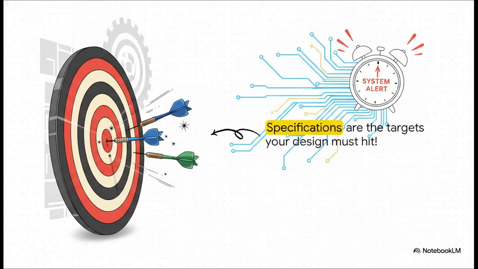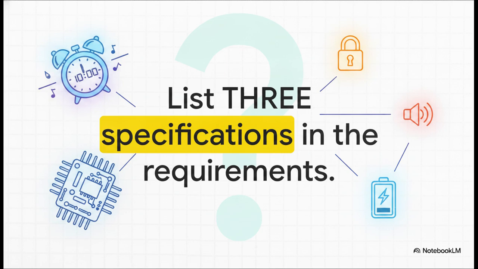Think of specifications like throwing a dart and hitting the bullseye. They aren't limits holding you back, they are the functional goals you're aiming for. If your alarm system doesn't hit these specific mandatory features, it won't alert anyone to an intruder, and the mission fails. Which brings us to your final cadet challenge for question 5.4.